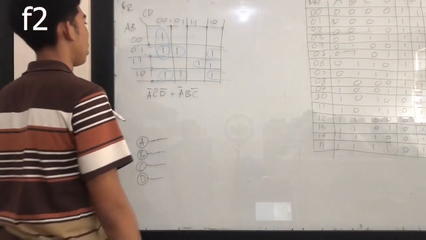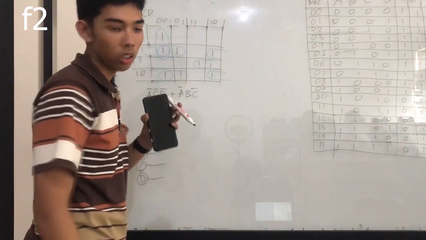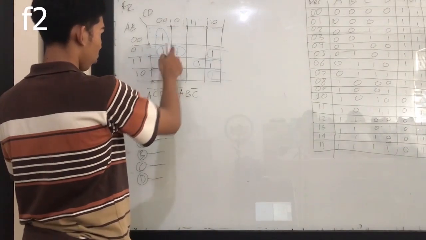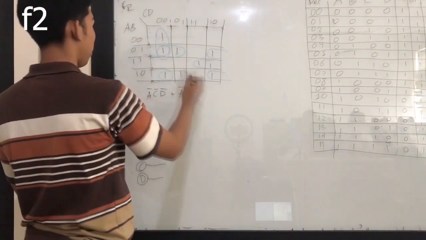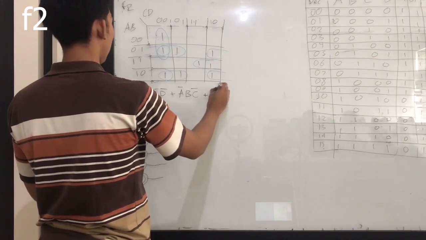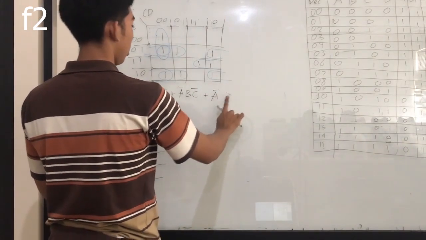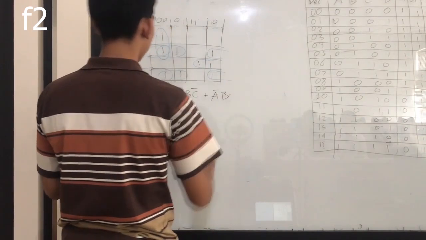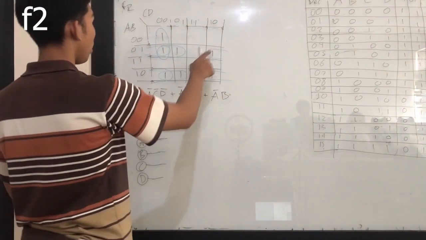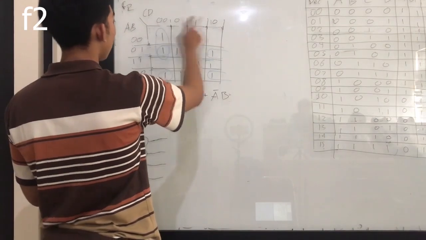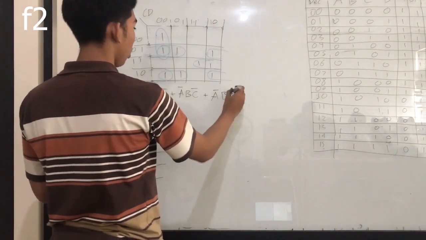Okay, now move on to the third group, which is this onto here. So again A inverse, B and inverse B, and the variable that's not changing is D 0 0. So D inverse. Yeah, correct.